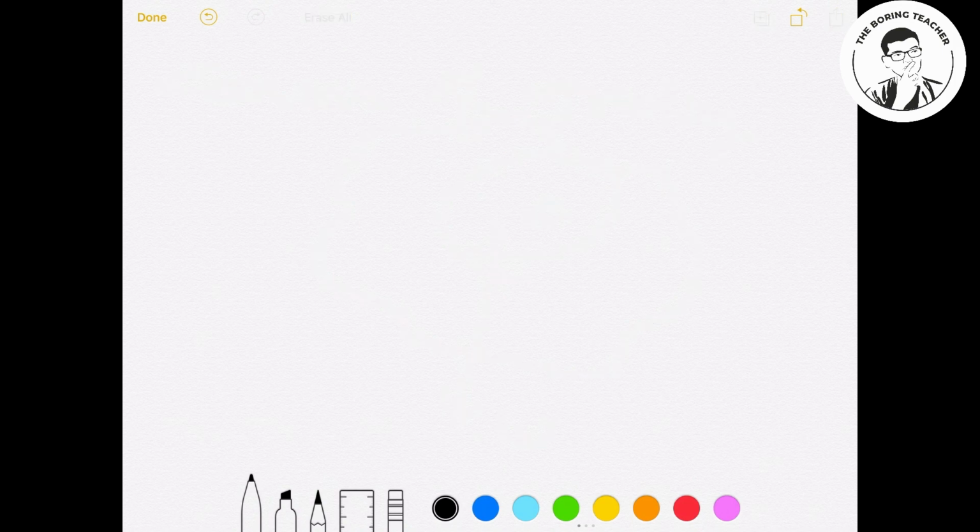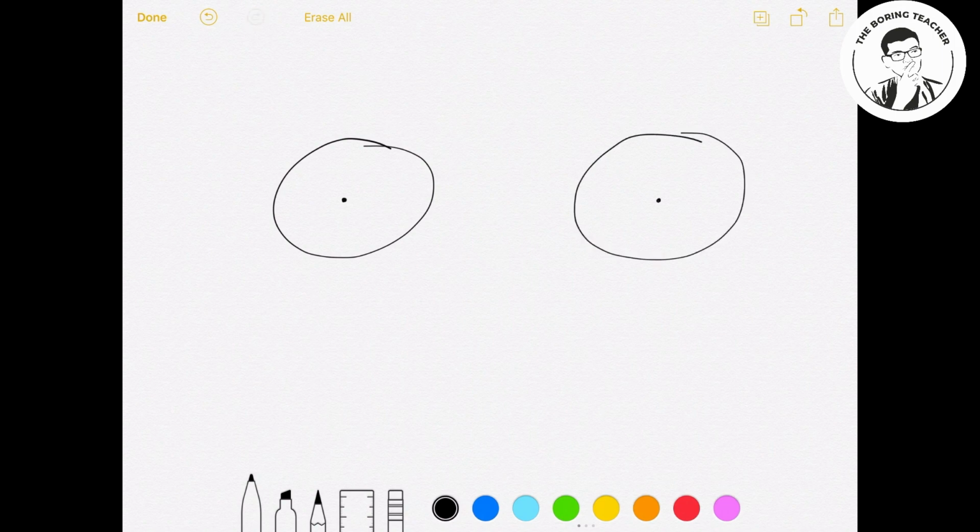For example, suppose we have a circular ring. Okay, I know this is not a perfect circle, but it is better than yours. So if there is a perfect circle, then the center of gravity of that circle lies at the geometric center. If it is a ring, then also the center of gravity lies at the center of the circle.